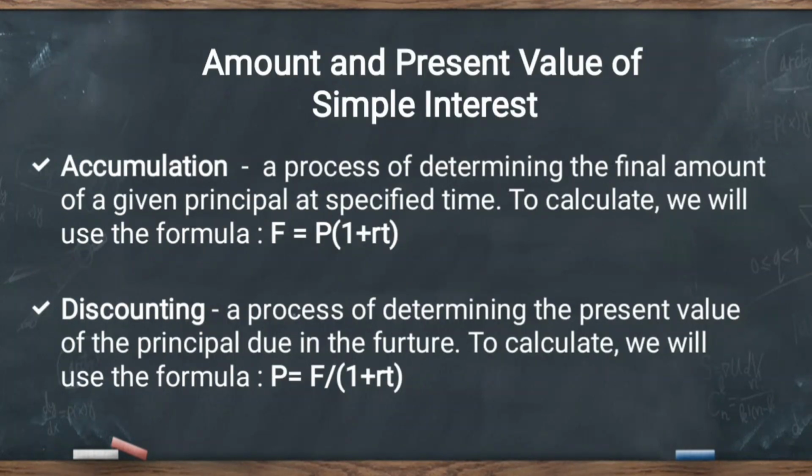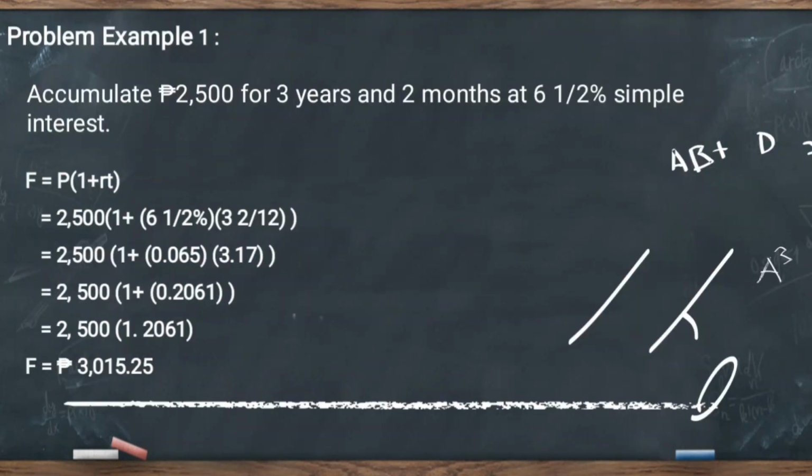In amount and present value of simple interest, we are going to compute for the accumulation and discounting. In accumulation, we are going to determine the final amount using the formula F is equals to P multiplied by 1 plus rate and time. And for discounting, we are going to determine the present value using the formula P is equals to F divided by 1 plus rate and time. We have here our problem example number 1.